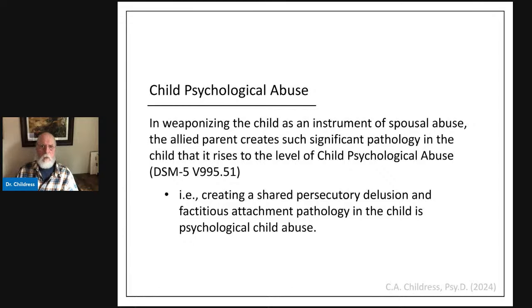The child psychological abuse emerges from the spousal abuse, in that by weaponizing the child as an instrument of spousal abuse, the allied parent creates such significant pathology in the child that it rises to the level of child psychological abuse as well. That's creating a shared persecutory delusion of factitious attachment pathology in the child, which is psychological child abuse. But fundamentally, the child abuse emerges from the spousal abuse motivation.